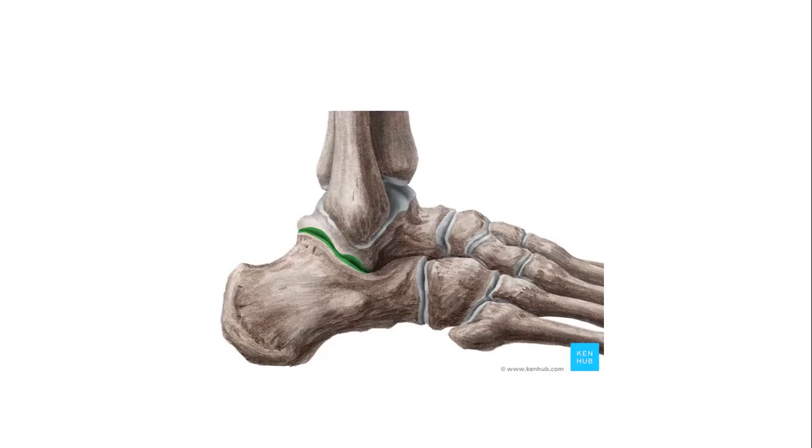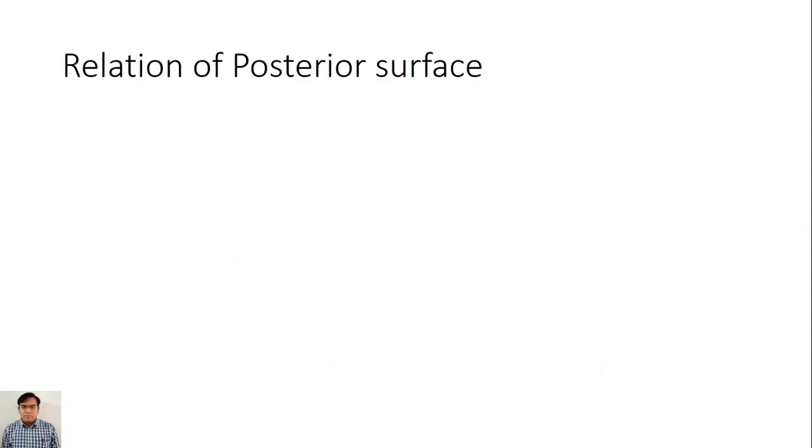Another ligament is the calcaneofibular ligament, which is attached from the lower border of the lateral malleolus to the tubercle of the calcaneum. So this is the calcaneofibular ligament, underneath the tendons of peroneus longus and brevis.